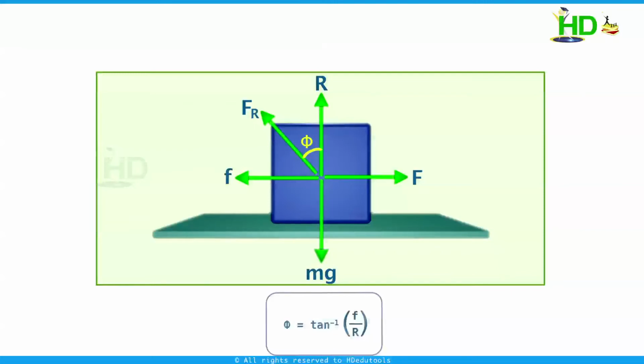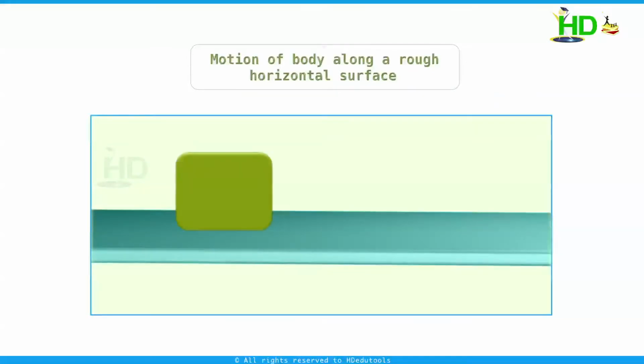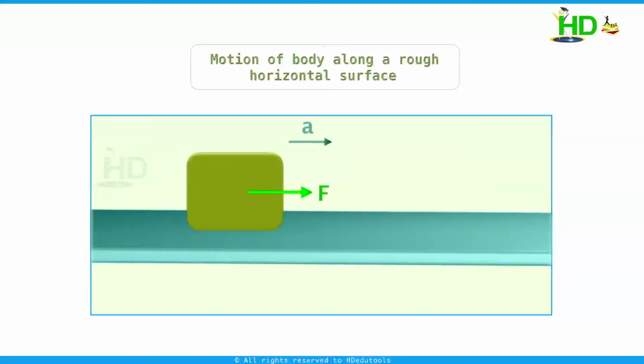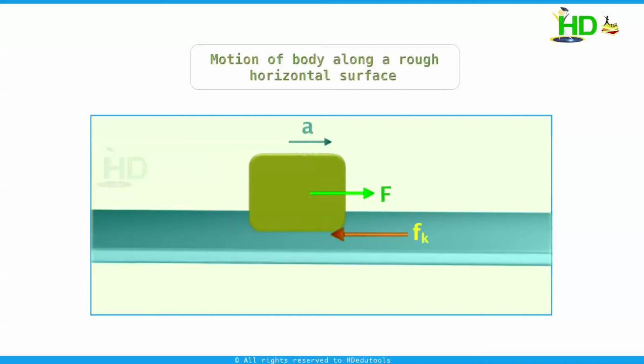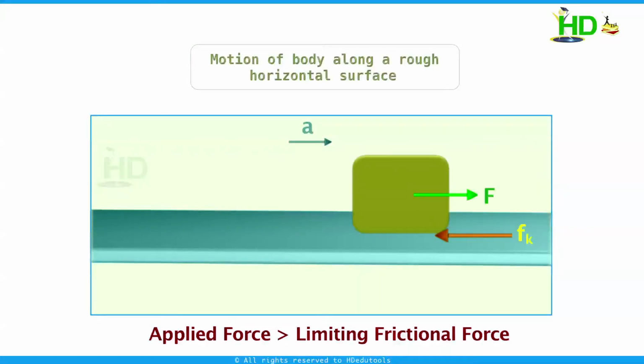Now we discuss the motion of a body along a rough horizontal surface. Suppose we consider an object of mass m placed on a rough horizontal surface. A force F is applied. Due to this force, the object is moving with acceleration a. When it is moving, the sliding frictional force Fk is acting on the body. Initially, to move this body, the minimum force required is equivalent to the limiting frictional force. If the applied force is more than the limiting frictional force, then only can the body slide.